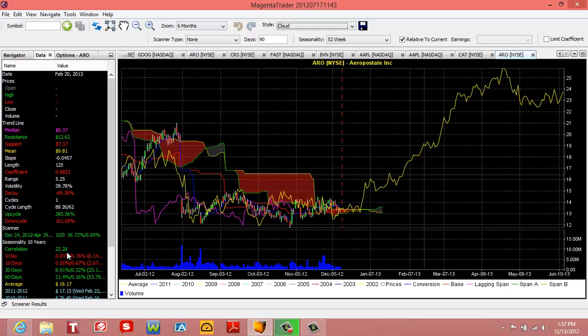Okay, so this is how we use the seasonality tool inside Magenta Trader.